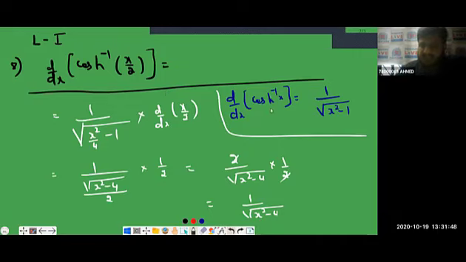d by dx of cosh inverse of x is 1 by root of x square minus 1. In place of x I have x by 2, so x square by 4 minus 1, because x by 2 whole square is x square by 4, into d by dx of x by 2, which is 1 by 2. LCM is 4, so root of x square minus 4 whole divided by 4. Root of 4 is 2, so 2 comes to the numerator, 2 and 2 get cancelled out. So this is the final answer. We'll go for the next question.